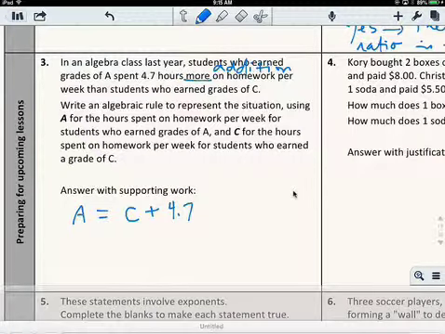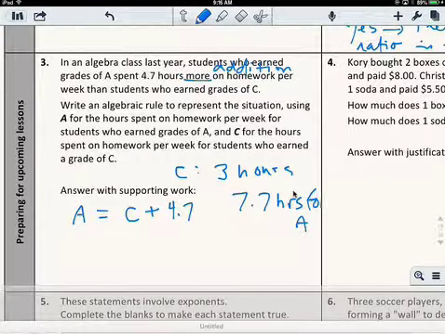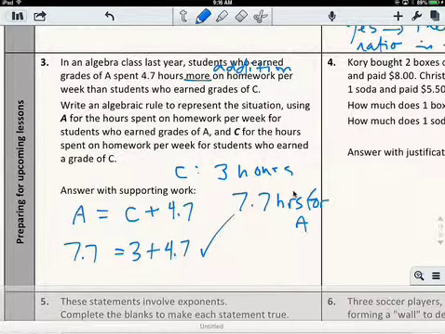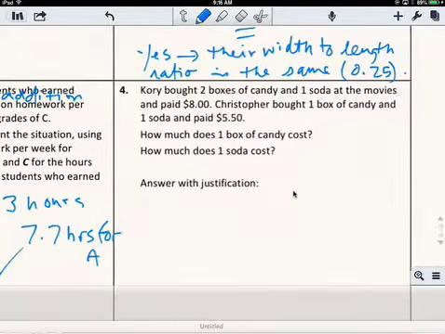We can support that work by checking our rule with an example. So let's say somebody who got a C spends 3 hours a week. Just thinking about it, 4.7 hours more than that would be 7.7 hours for A. And so I'm going to check my rule. I'm going to plug in 3 for C, 3 plus 4.7, and that is 7.7, so my rule works. So that's just a way of thinking about that word problem. Got to interpret it there.